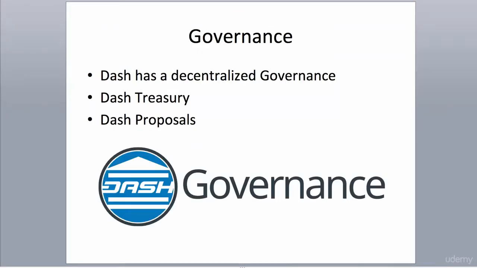Hello everyone. In this section, we're going to be talking about three major factors that have to deal with Dash governance. Dash has a decentralized governance, also known as a Dash DAO, or Decentralized Autonomous Organization. We're also going to be covering Dash Treasury and Dash Proposals. But that being said, let's jump into Dash's decentralized governance.